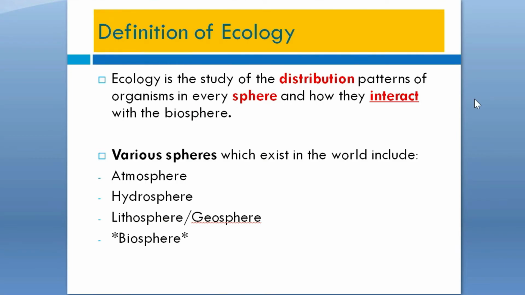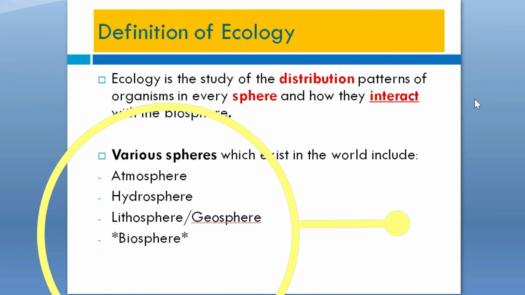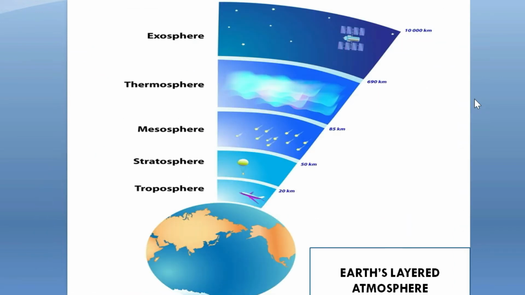By definition, ecology is the study of the distribution of organisms throughout the environment, referring to the various spheres. It has to do with the extent to which organisms interact with the environment, and we are referring to the biosphere. Now, the biosphere is one of the many spheres that exist within the Earth. The various spheres include the atmosphere, the hydrosphere, the lithosphere, and of course the biosphere. Let's go through them very quickly.